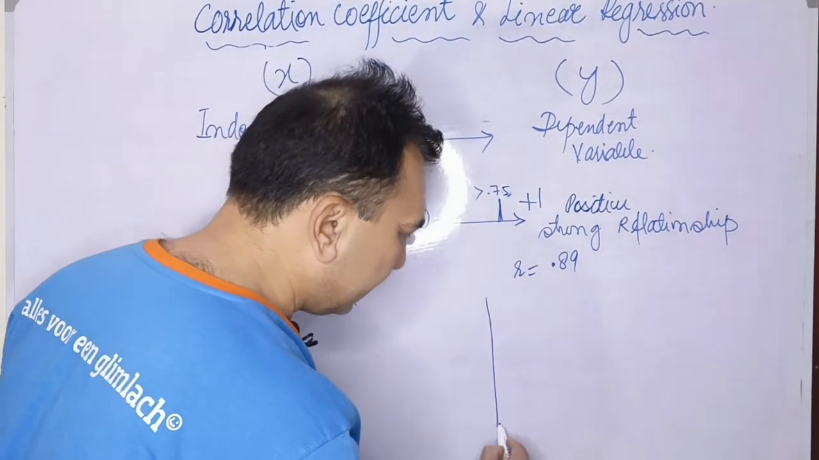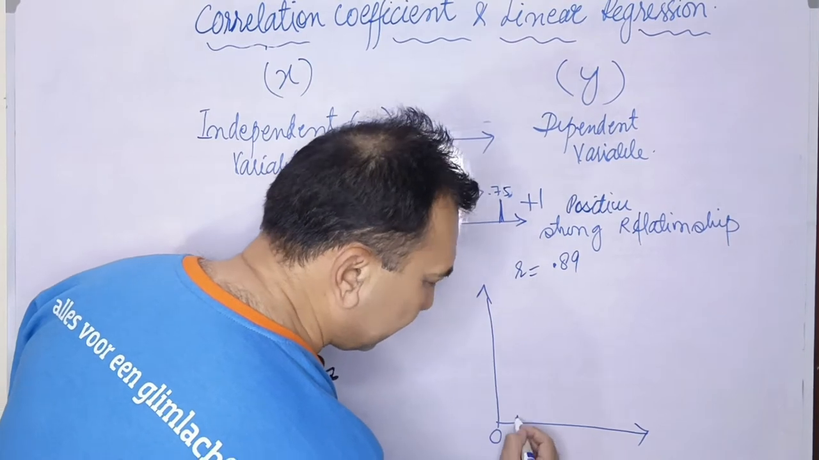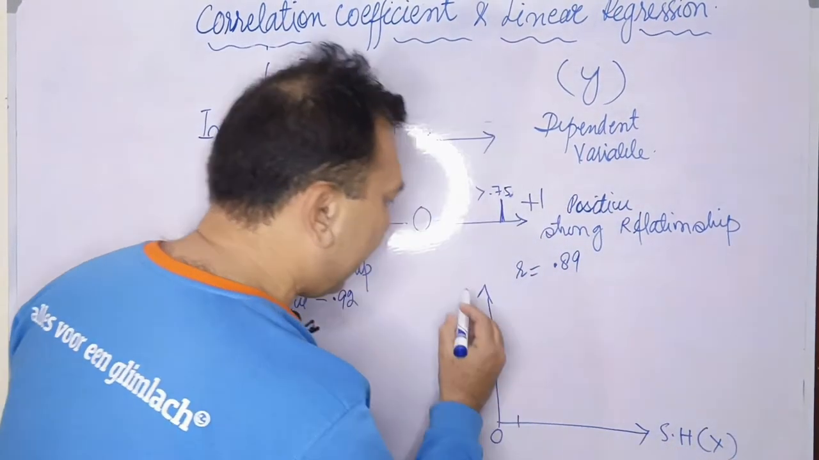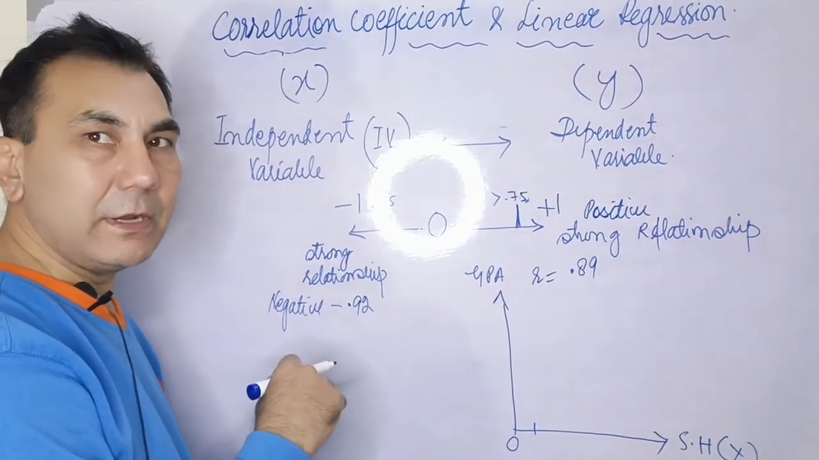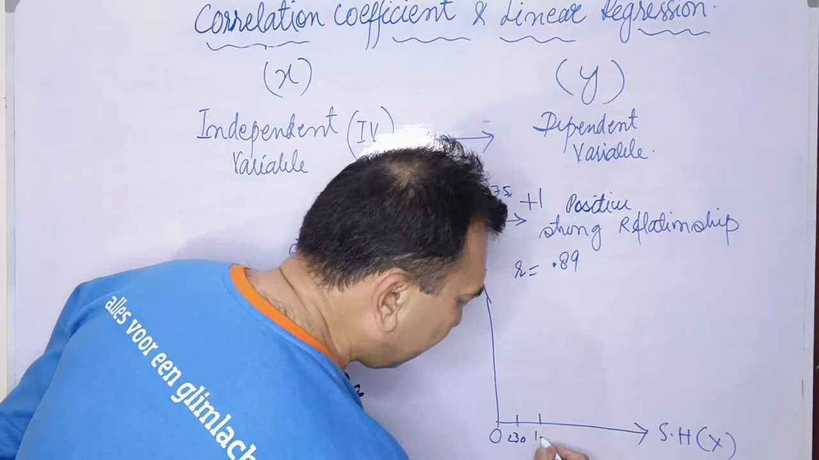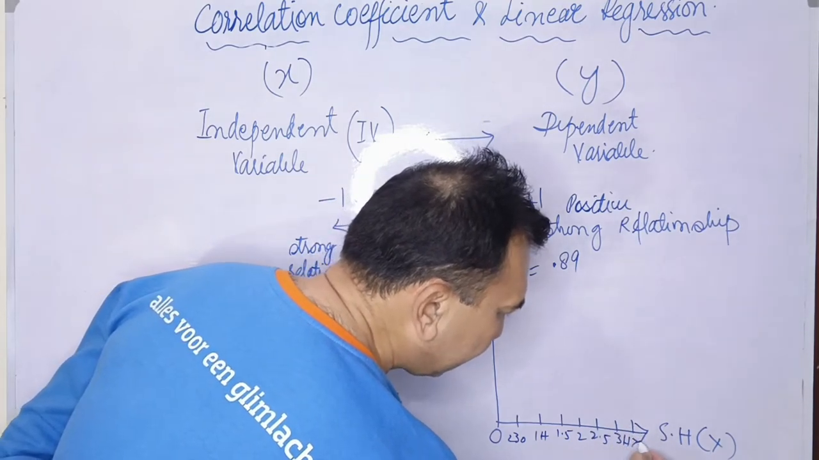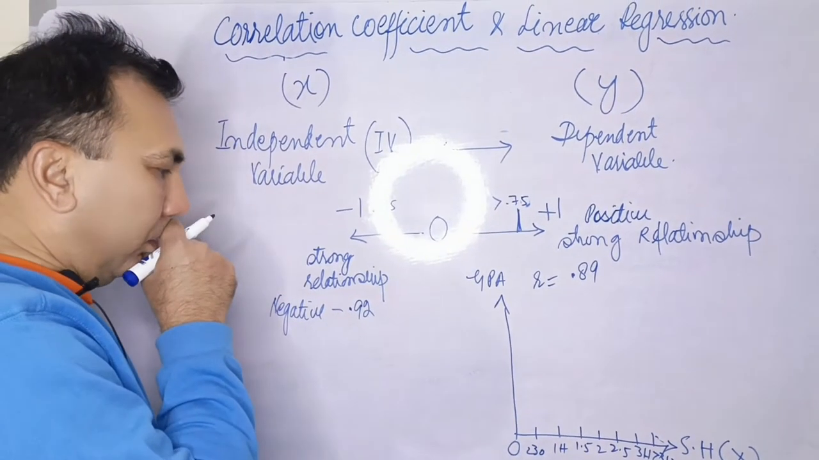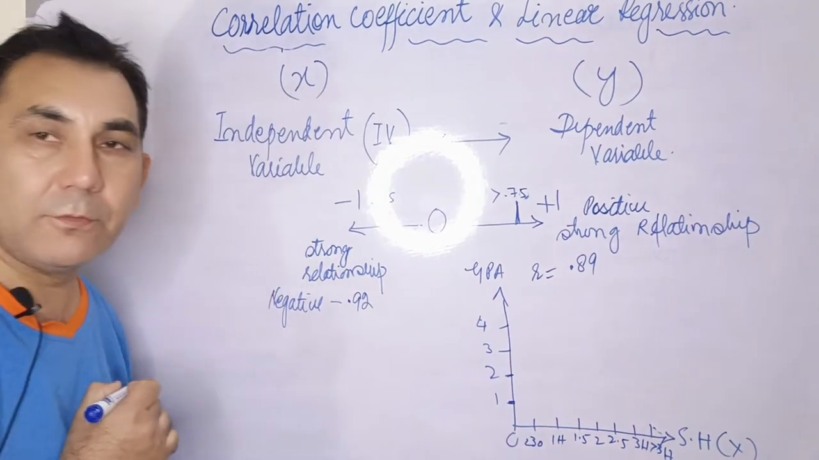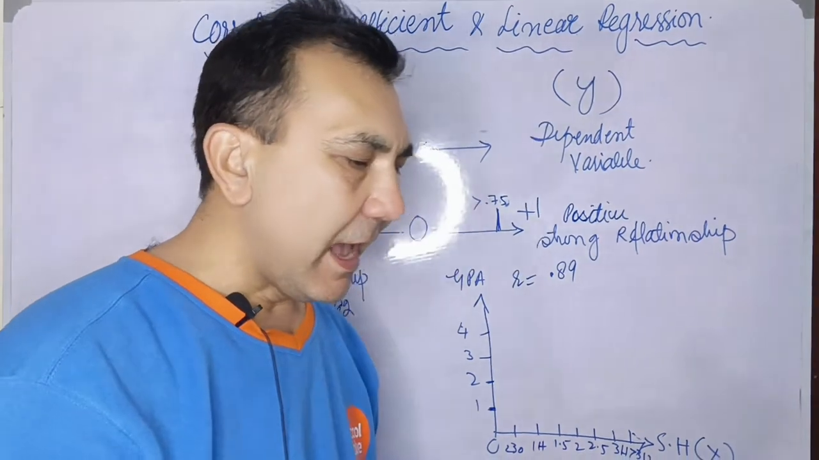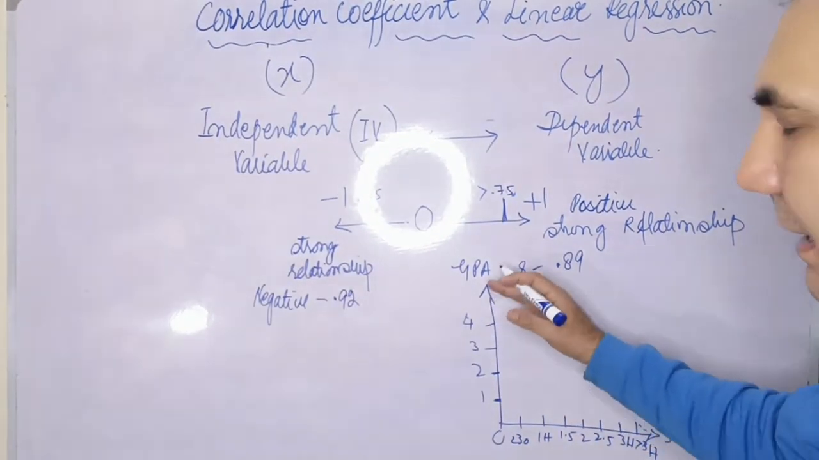Let's see here on this graph. Study hours are on the x-axis, and the GPA is on the y-axis, because the GPA is the outcome and study hours is the independent variable. Now 30 minutes, 1 hour, 1.5 hours, 2 hours, 2.5 hours, 3 hours, and more than 3 hours. And 1 GPA, 2 GPA, 3 GPA, and 4 GPA. As we know, students who spend more hours on the statistics subject will get a higher GPA.